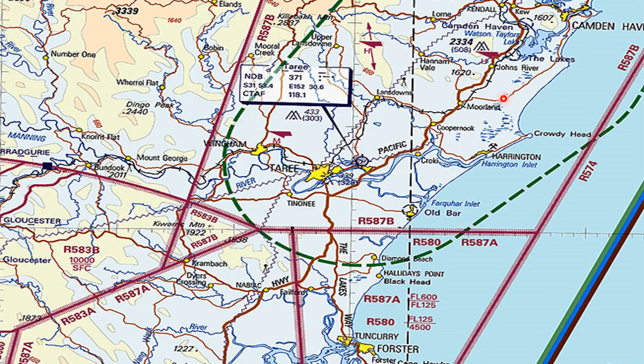Flying down from the north down towards Taree, I know that when I enter this green dashed line here, I need to be listening out on this frequency here, this Common Traffic Advisory Frequency, or CTAF, and that's 118.1. So all aircraft operating within that green line should be on that frequency.